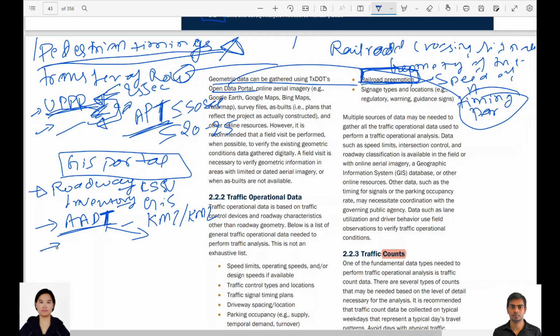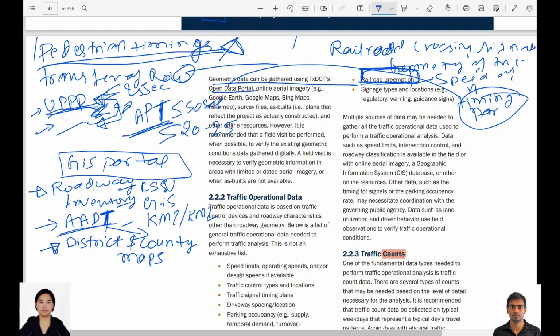Another data we download from this portal is district and county maps, or we can say geographical boundaries. So district and county maps.